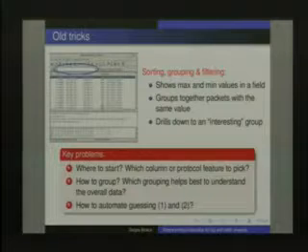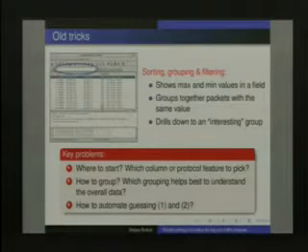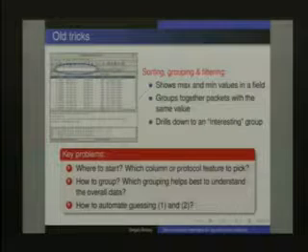the problem is where to start. There are hundreds of protocol fields. There are hundreds of potential columns. Which column or protocol feature to pick? And how to group? Sometimes, if you get that one extra column out there, you understand the data set immediately. But which one? So which grouping, which clustering helps you understand the data better? How to automate guessing the starting point and the best grouping algorithm? How to defeat that empty space scroll bar?